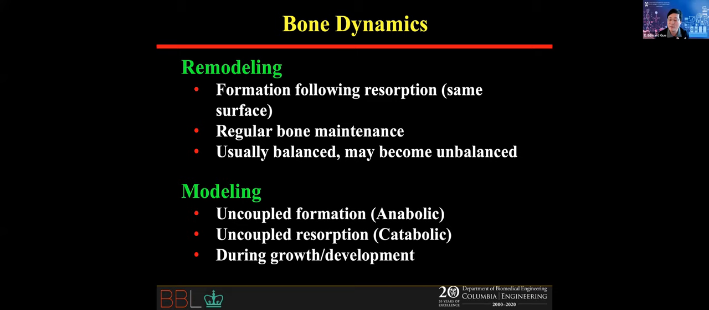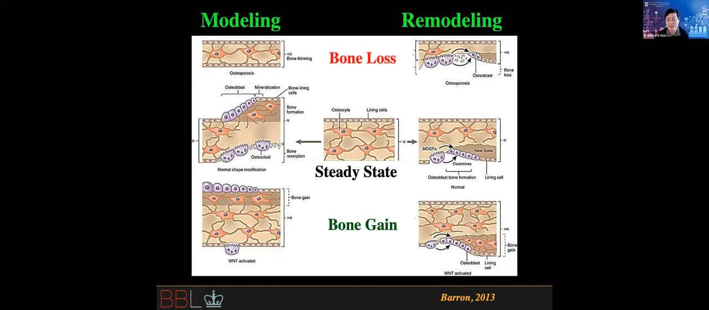Another process we call modeling. These are either uncoupled formation, just formation with no resorption before it, or uncoupled resorption. We call them anabolic and catabolic, because catabolic is the loss. Before, people in general believed that this was what drives growth and development. You can see right now that maybe that's not entirely true.